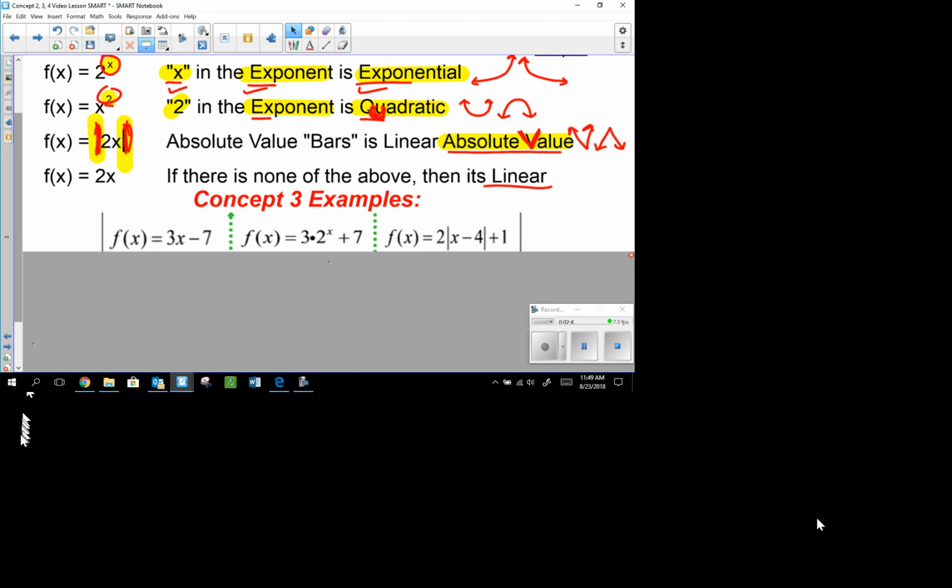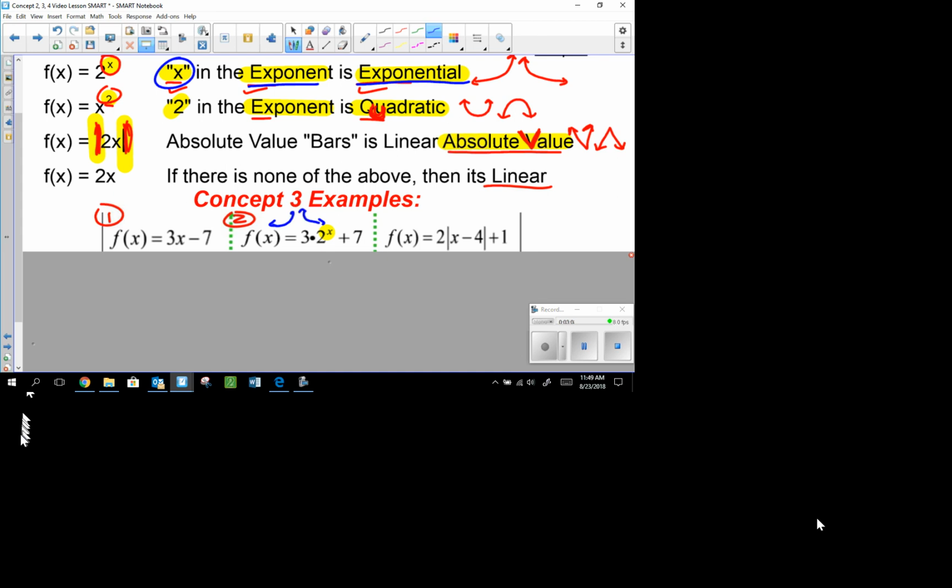So concept 3, if we look at these 3 problems, okay? Let's skip number 1 for now. Let's go to the second one. The second one, I notice here that there's an x in the exponent. And from what I talked about earlier, when there's an x in the exponent, it is exponential. We should know that's curved up or curved down, and we'll learn that at a future date.